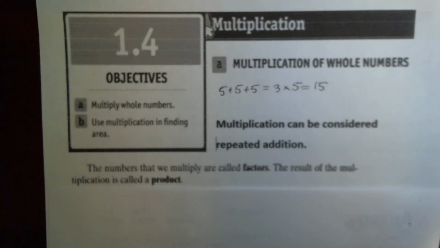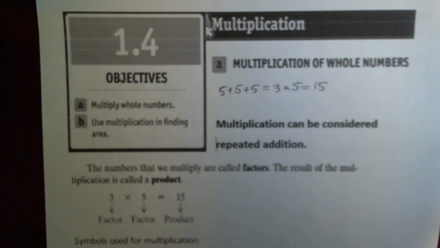So some new terminology. The numbers that we multiply are called factors, and the result of multiplication is called a product. Please remember these words, what factors are and what a product is. For example, 3 times 5: 3 is a factor and 5 is a factor, and the result is called a product. 15 would be the product.